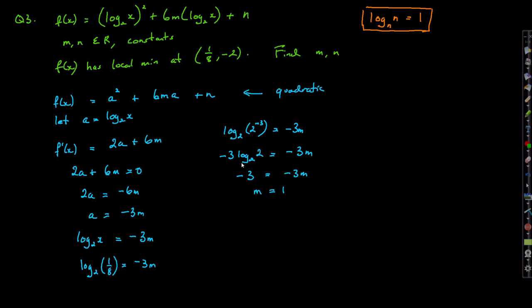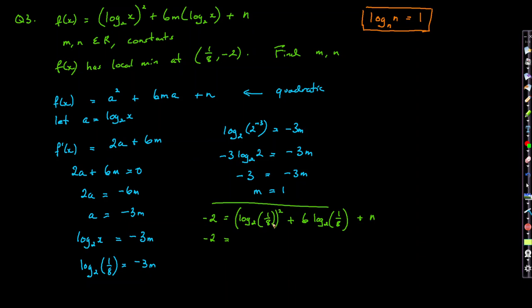Having found m, let's substitute this into the original function. Now remember, we do have the fact that when x is 1/8, the function is going to be equal to negative 2, and we know that m is 1, so basically we have an equation where we know what x is, we know what m is, the only thing we don't know is n, so let's substitute that in and solve for n. So we're going to have negative 2 equals log base 2 of 1/8, all of that squared, plus 6 times 1 is obviously 6, so 6 log base 2 of 1/8, plus n.